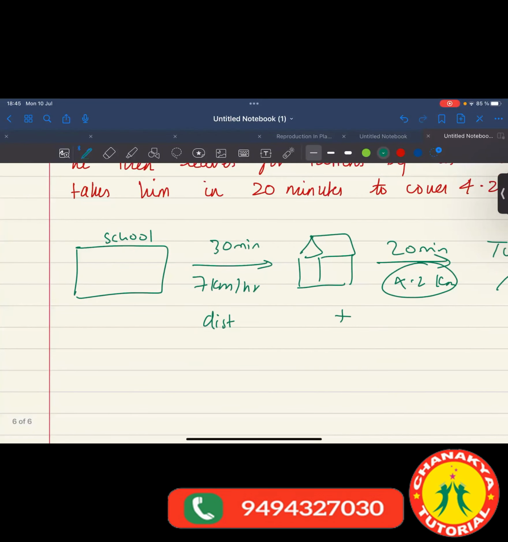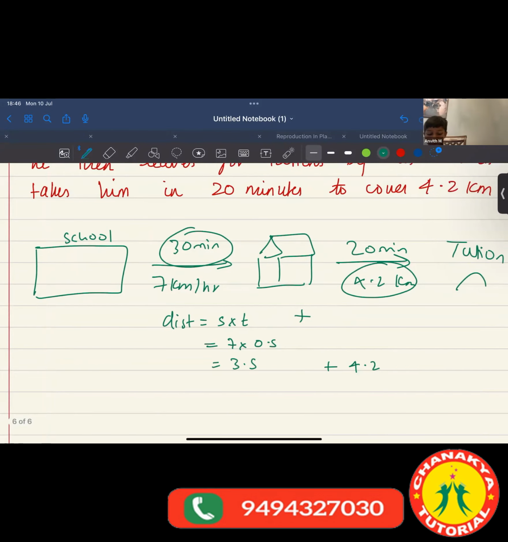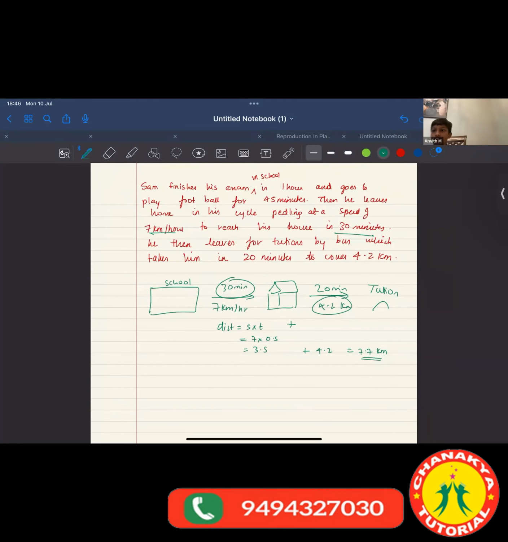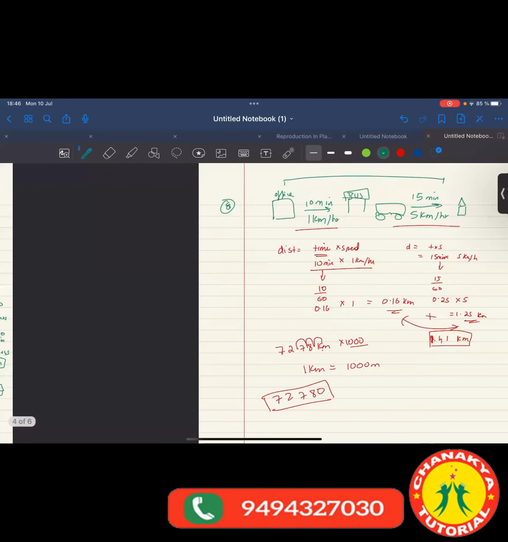So we know the distance formula is equal to? Speed into time. Into time, which is, you need to convert the time. So 30 divided by 60 hours, 0.5 hours. So it will be 7 into 0.5 equals 3.5. 3.5 plus 4.2 is 7.7. Okay, and the answer for D is 3.5. I hope all of you have got this answer.